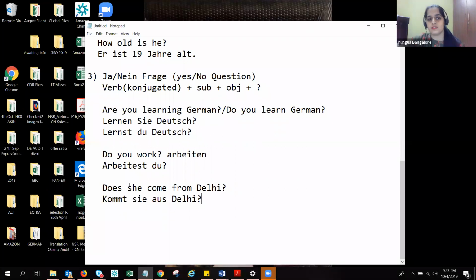Kommt Sie aus Delhi? So everyone, here are two verbs, does and come. As I have told you, we will ignore the helping verb and use the main verb. According to the format, first we write down the verb with conjugation. With sie, the ending is always t. So kommt sie, and because it is "she" and not "you", it is a small s. And as we have done, ich komme aus Delhi. Whenever we are talking about "I come from", "from" will be aus and Delhi is the place.